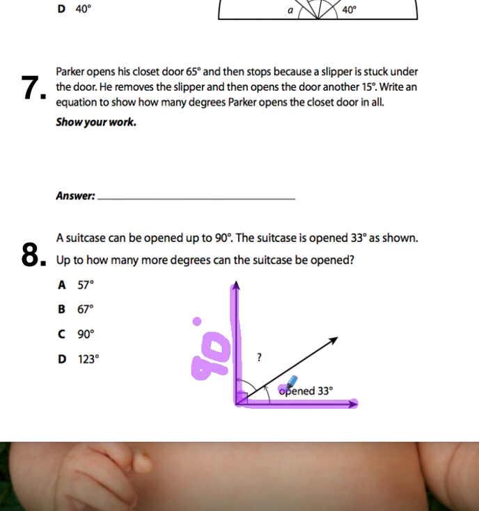And we know that they already opened it 33 degrees. Okay, they've already opened it this much. We want to know how much more it can be opened. So ask yourself, are you combining two smaller angles to figure out the greater angle, or have you been given a greater angle and you are taking away a smaller angle to see what the other smaller angle is? Think about what operation you would want to do.